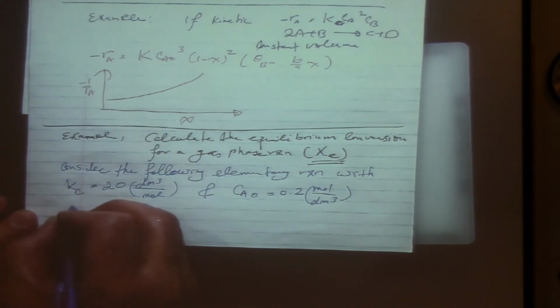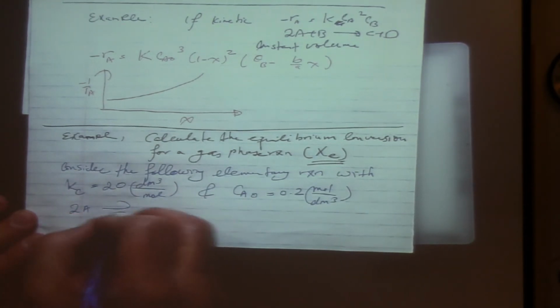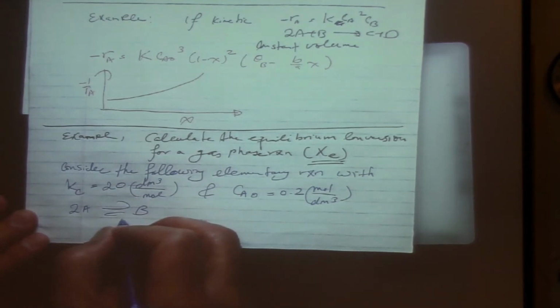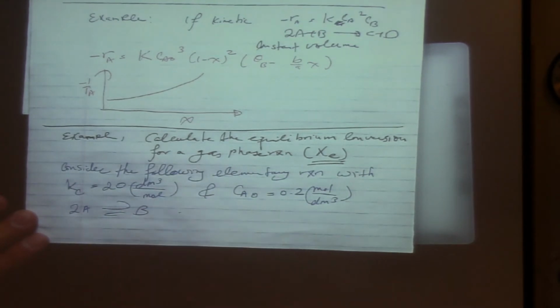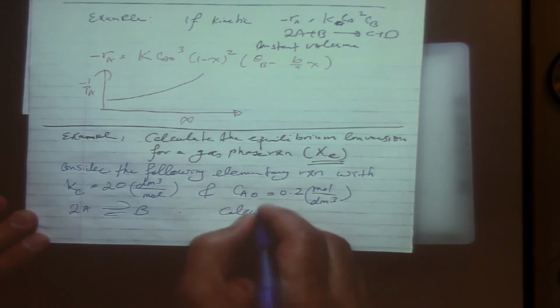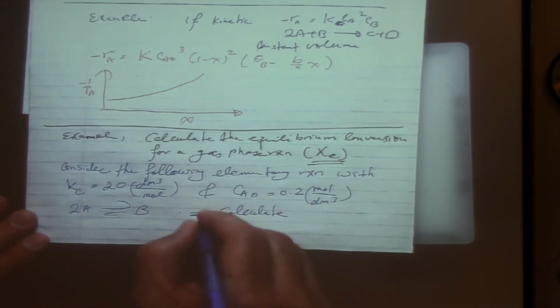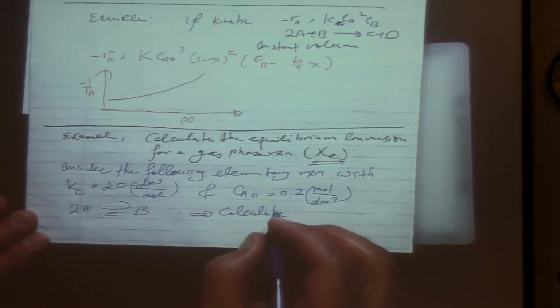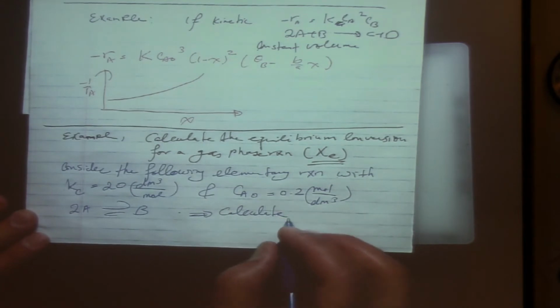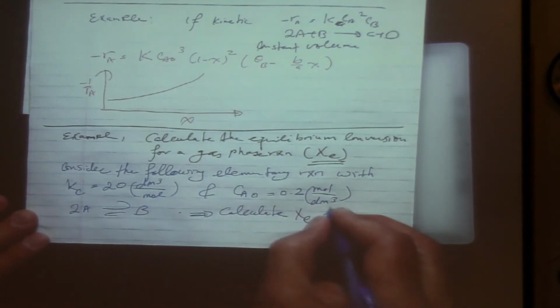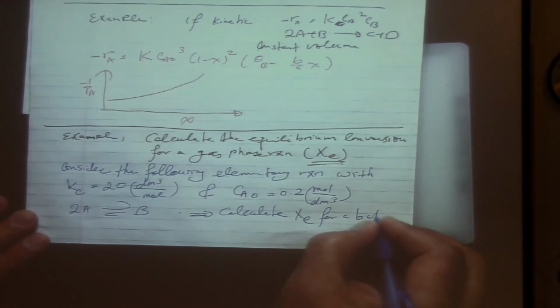And let's assume that our reaction is 2A gives B. And obviously, given all this information, we want to calculate XE for a batch reactor.